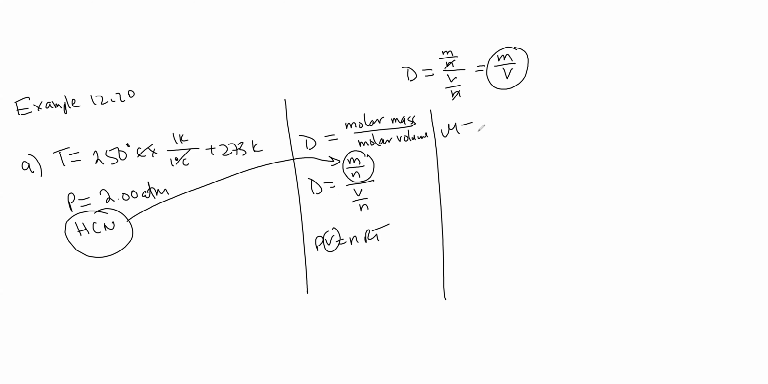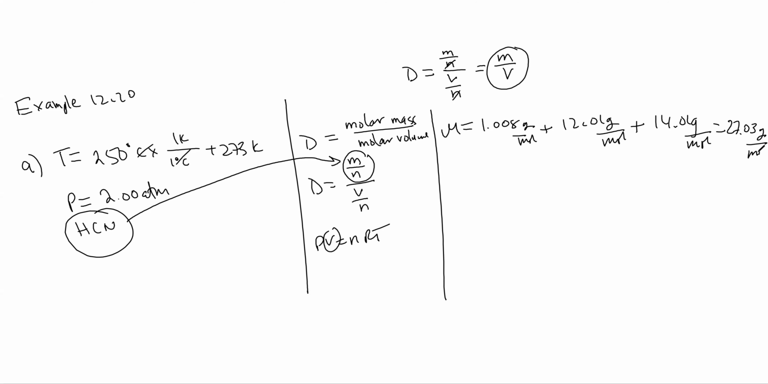The molar mass: now I have to use the periodic table. H is 1.008 grams per mole, plus C is 12.01 grams per mole, plus nitrogen is 14.01 grams per mole. I'm going to add all of these up to get the molar mass: 1.008 plus 12.01 plus 14.01. So the molar mass is 27.03 grams per mole.